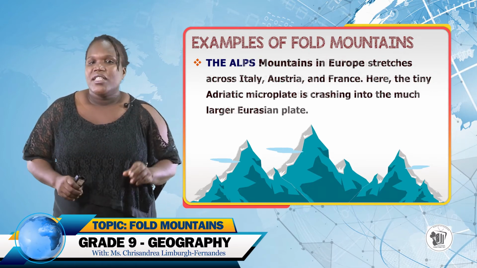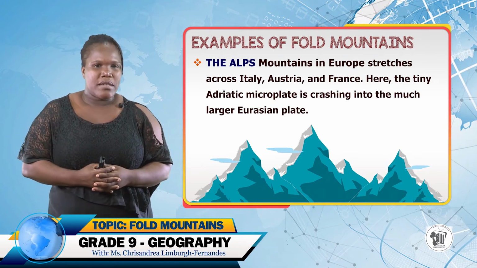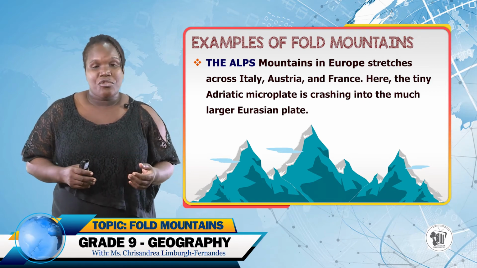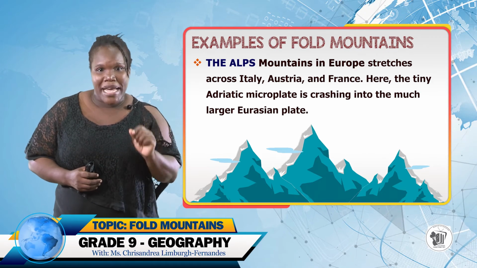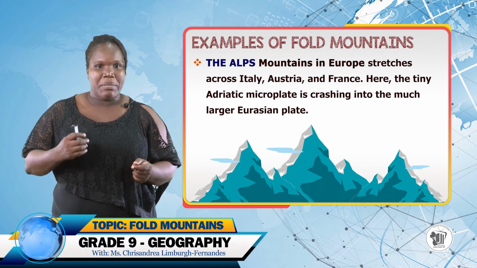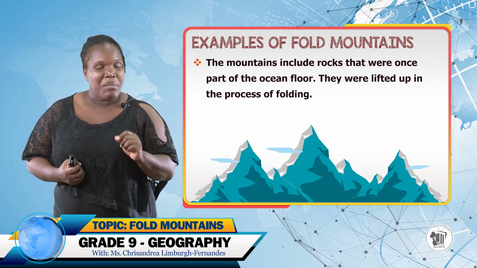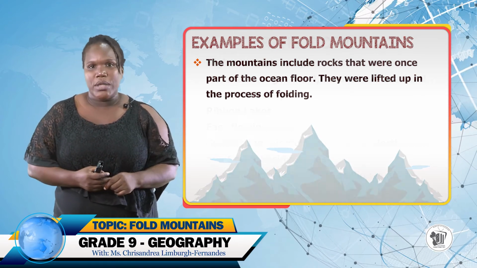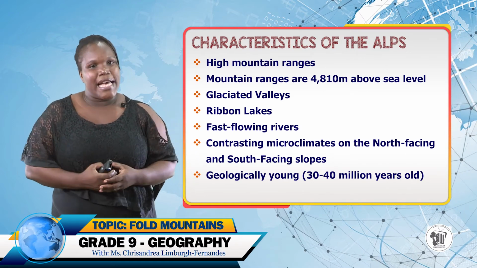Now we're going to look at the Alps as an example of the fold mountains. The Alps in Europe stretch across Italy, Austria, and France. Here, the tiny Adriatic microplate is crushed into the much larger Eurasian plate. The mountains include rocks that were once part of the ocean floor and that were lifted up during the process of folding.